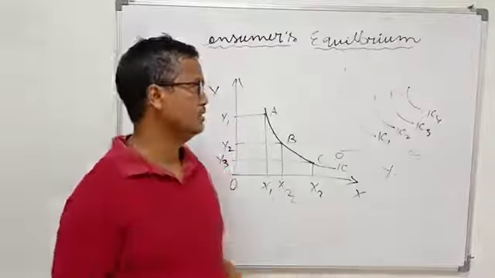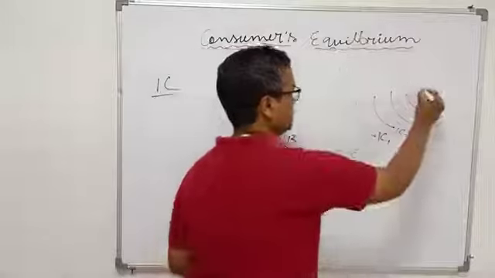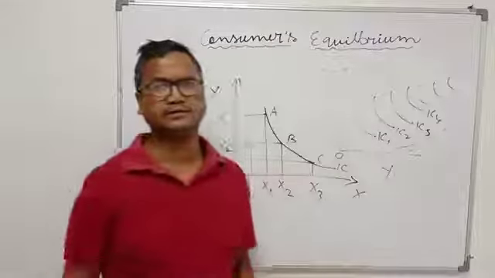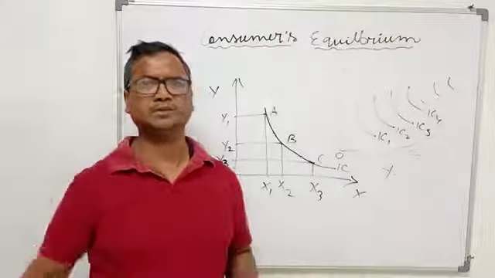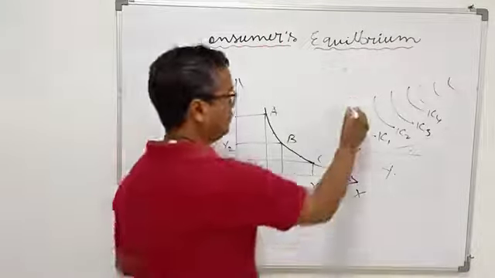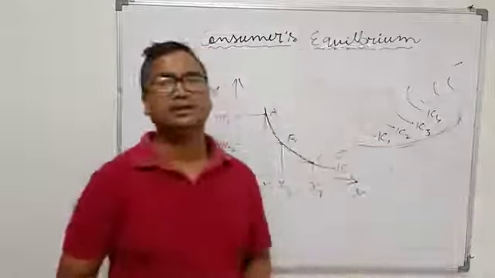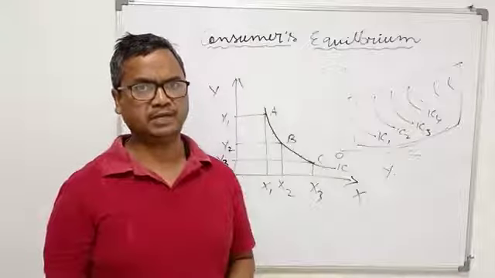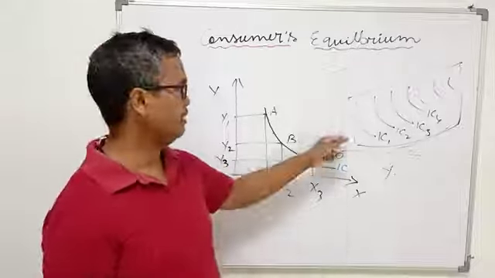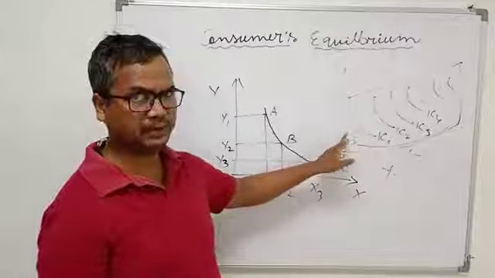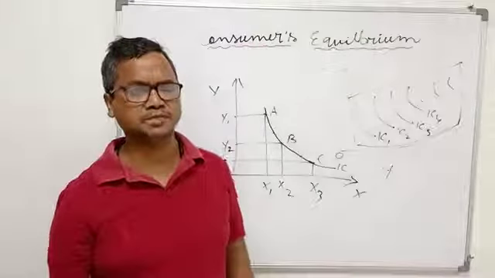Here we are drawing only four indifference curves, but there are several. As a consumer, our target is to achieve the highest possible indifference curve. Together, all these indifference curves are known as the indifference map. That is the difference between an indifference curve and an indifference map. An indifference map is a set of indifference curves which represents the preferences of the consumer.